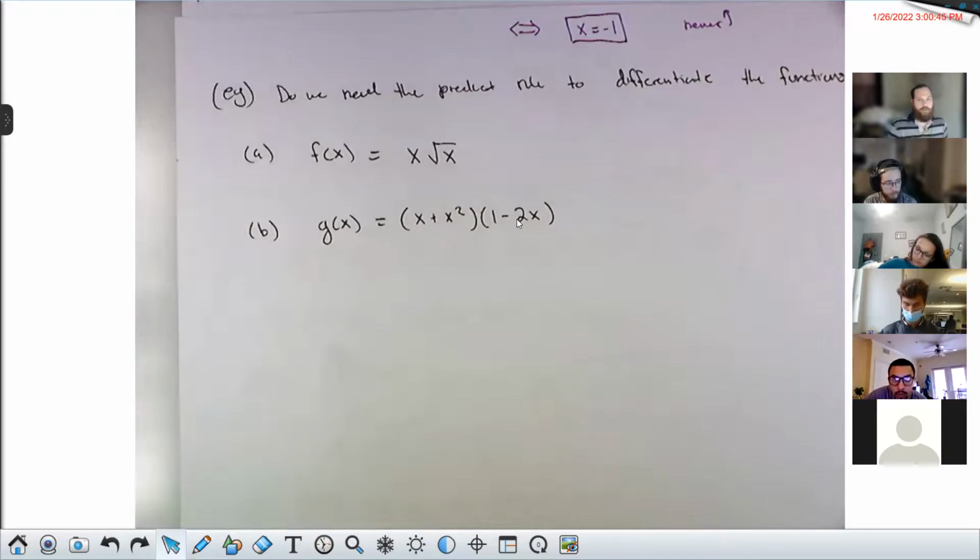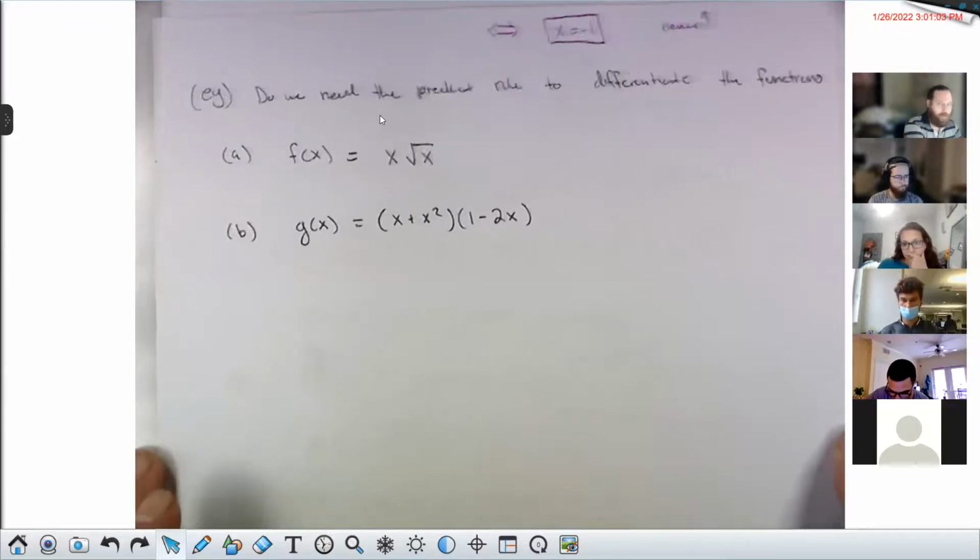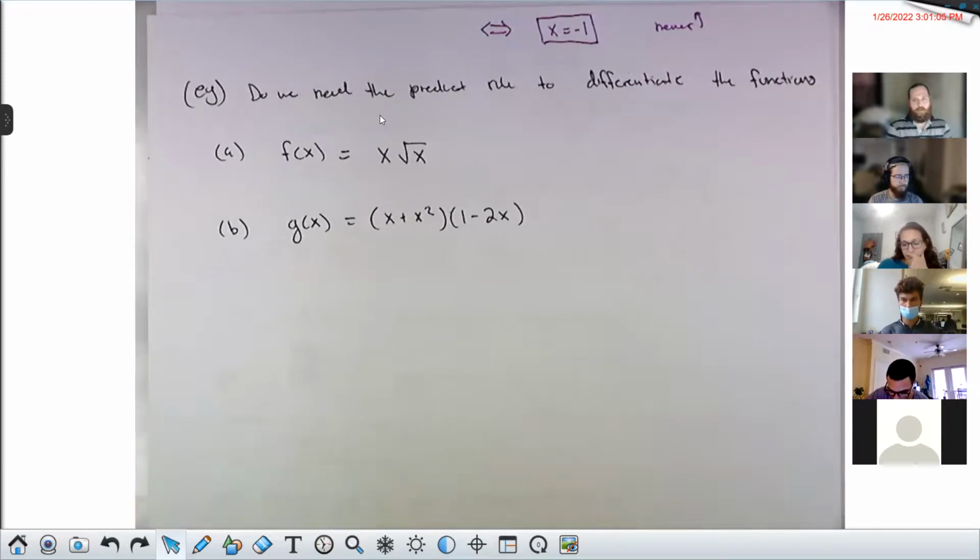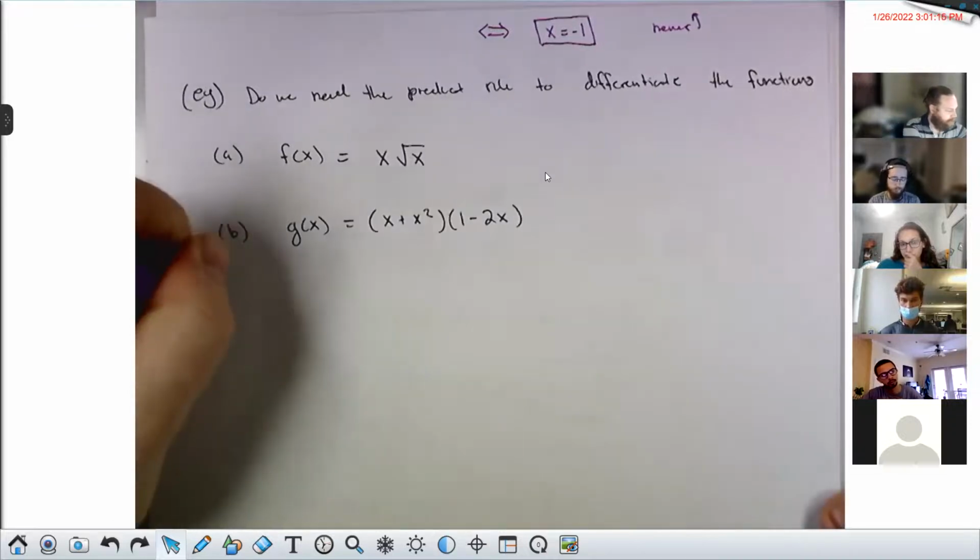So do we need the product rule to differentiate either of those functions? They both look like products, right? Both of these are like one function times another function. And in both cases, you could use the product rule. But in neither case must you use the product rule. And I would argue that in both cases, you're wasting time if you do. So the answer here is no to both.